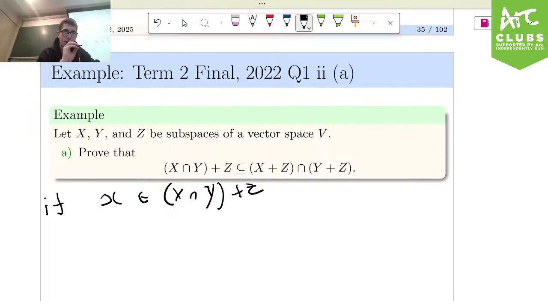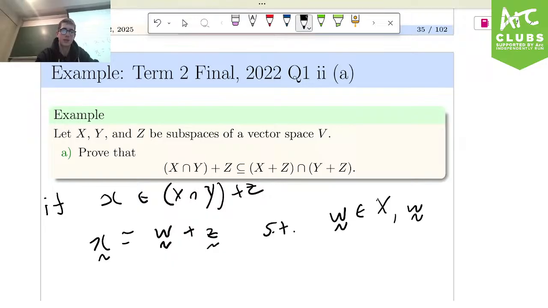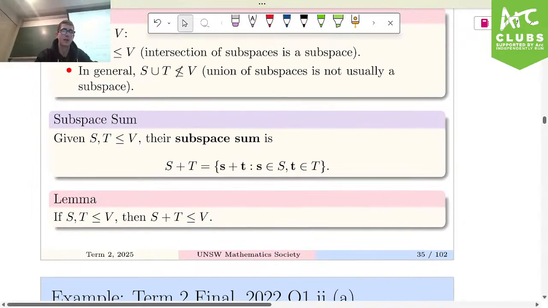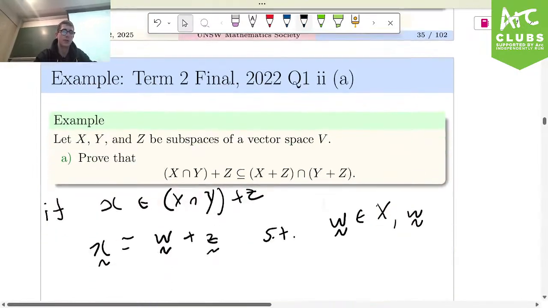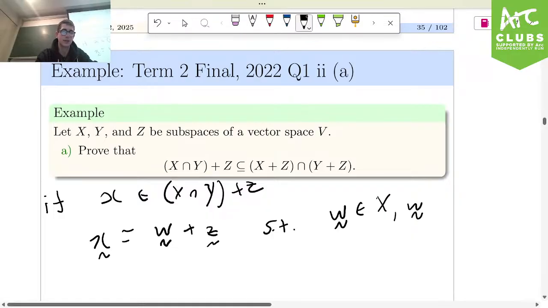So if it's in the left-hand side, since it's the sum of the intersection of X and Y plus Z, then it has to be equal to some element w plus some small element z, such that w is in both X and Y. So w is in X, w is in Y, because we're saying that it's in the intersection of X and Y. That's the part of the sum we talked about earlier, from the X and Y part, whereas the other part would be from the Z. So we're saying that this little z is in big Z.